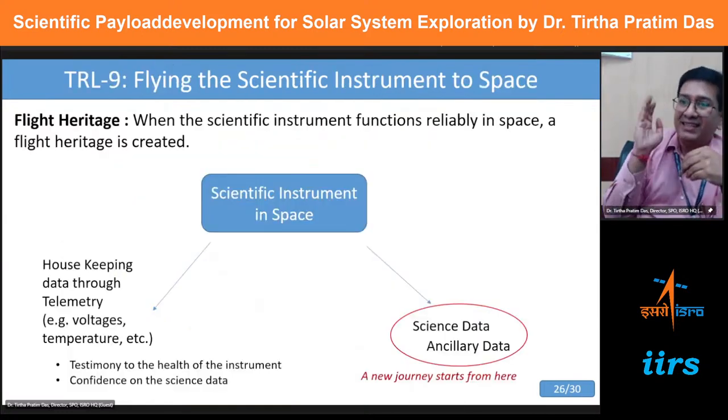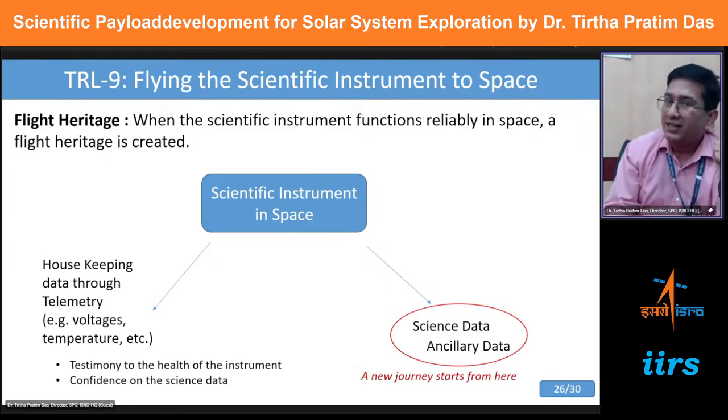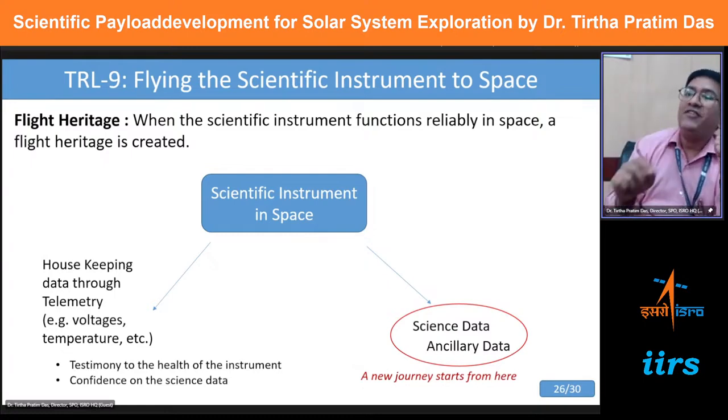And TRL 9 is the final step, flying the instrument to space. And in this process, you develop a flight heritage. So what is the flight heritage? When the scientific instrument functions reliably in space, a flight heritage is created. And when the instrument is in space, what do you get from the instrument? You get data from the instrument.